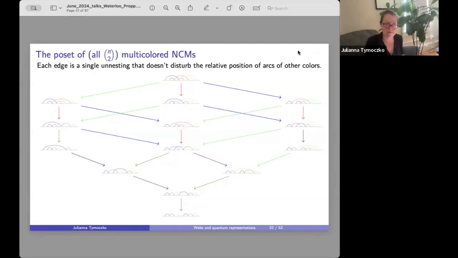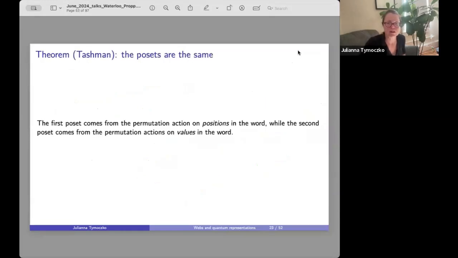And perhaps you've noticed, first thing perhaps you've noticed, these posets are actually the same. So those two things that I just showed you, the first poset is coming from permuting positions in the word. The second poset is permuting values. So the 1 and 3, the actual letters rather than the positions.